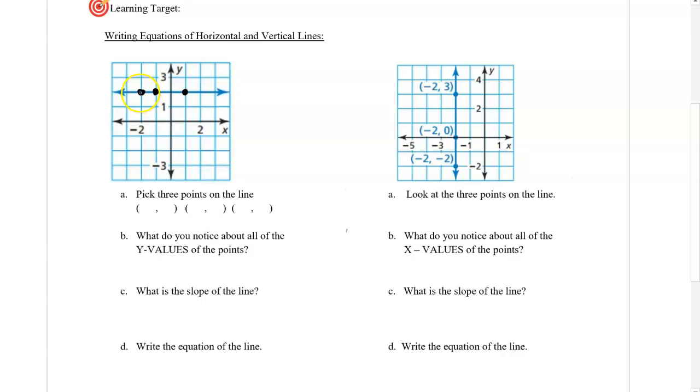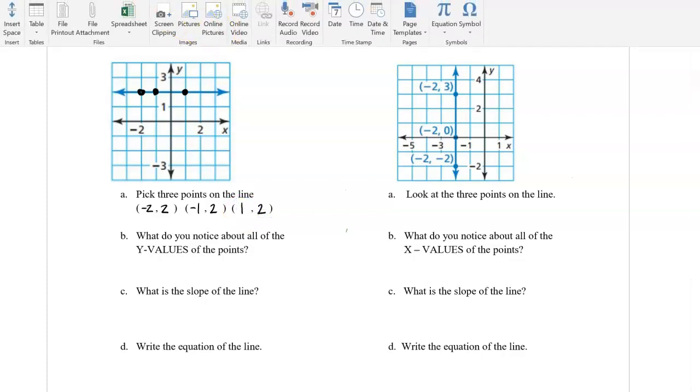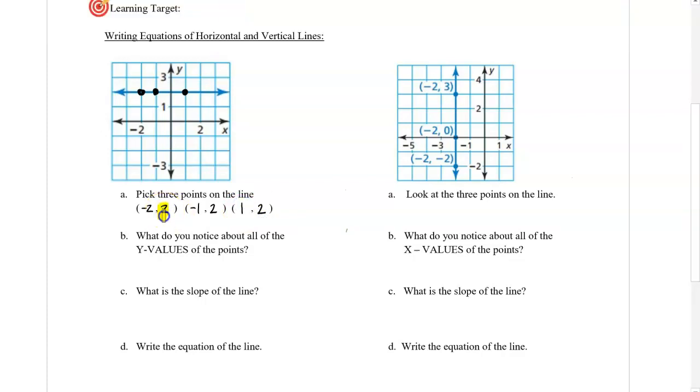is that this ordered pair is -2, 2. This ordered pair is -1, 2. And this ordered pair is +1, 2. So what I want you to notice is that all 3 of these ordered pairs have a matching y value. That is because any point on a horizontal line will have the same y value as any other point.